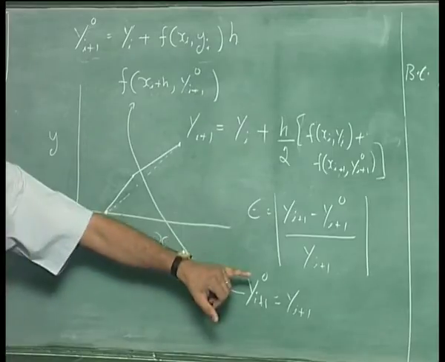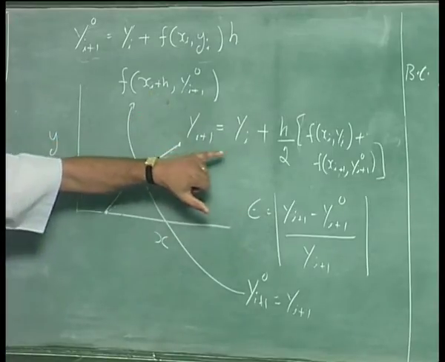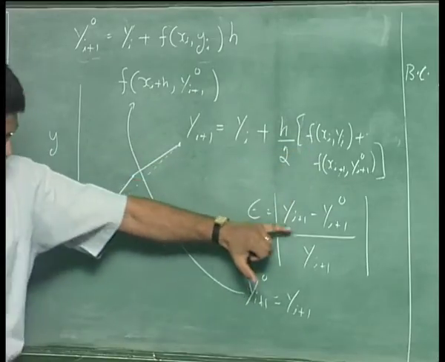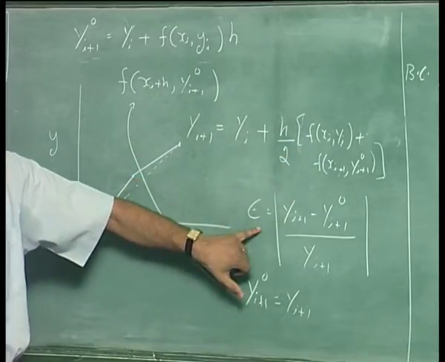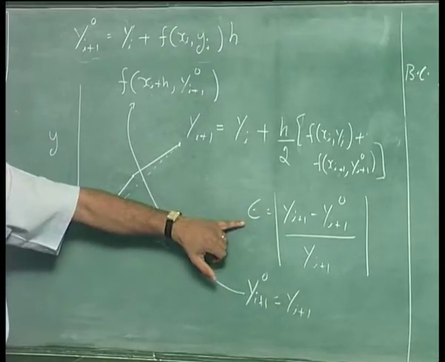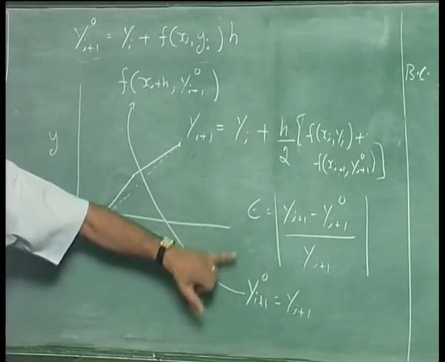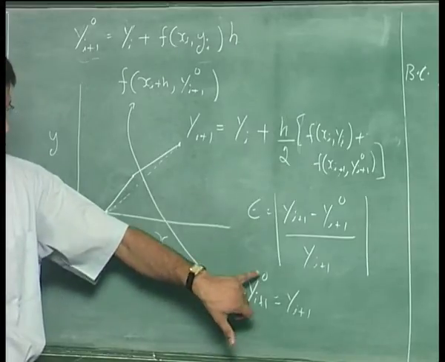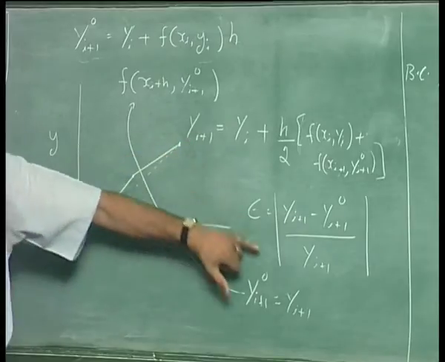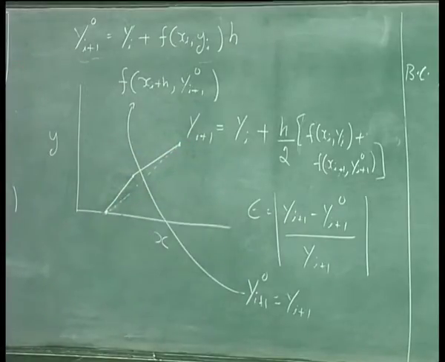I start from here and evaluate yi+1 using this mean derivative, and I look at the difference. If epsilon is not satisfactorily 0, that is, not less than the predetermined value, then I replace yi+1 0 by yi+1 and go back here, and do the step again until epsilon is sufficiently small. Now this method is called the predictor corrector method.